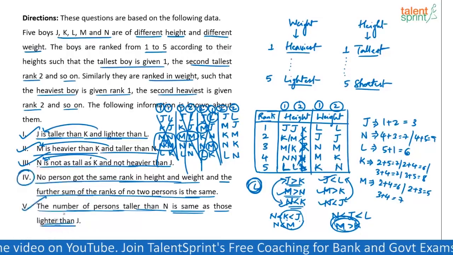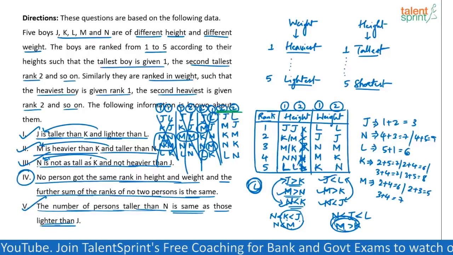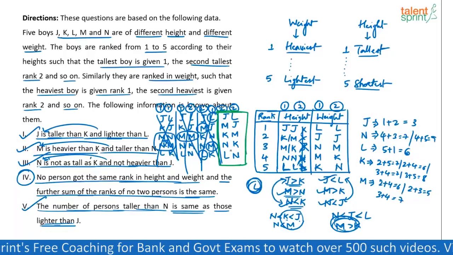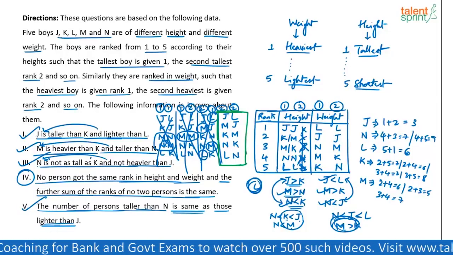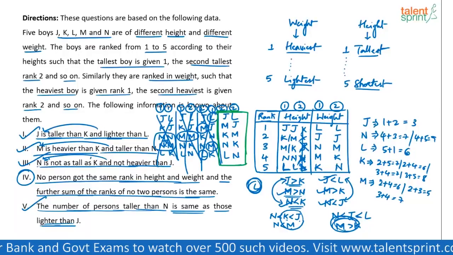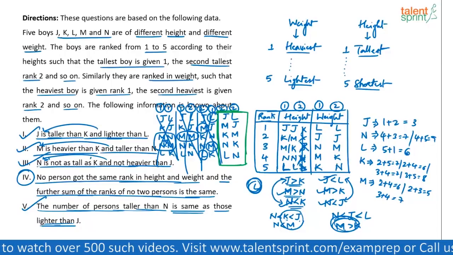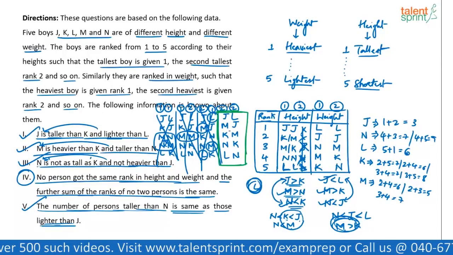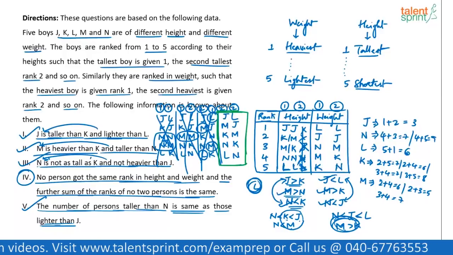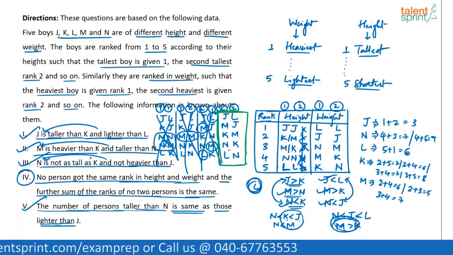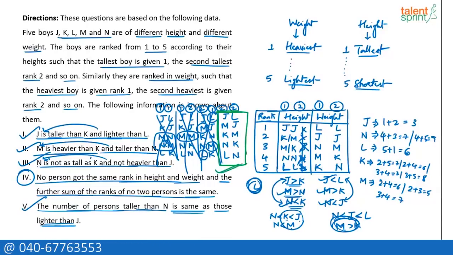So I think this is the final answer. 2, 2 is the final answer, unless we have something wrong here as well. 2, 2 is the final answer in my view. J, M, K, N, L and L, J, M, K, N. Check the sums. Yeah, I think that's the final answer. You can check all the sums, right? 1 plus 2, 3, 2 plus 3, 5, 3 plus 4, 7, 4 plus 5, 9, and this is 6. So this is the final answer.